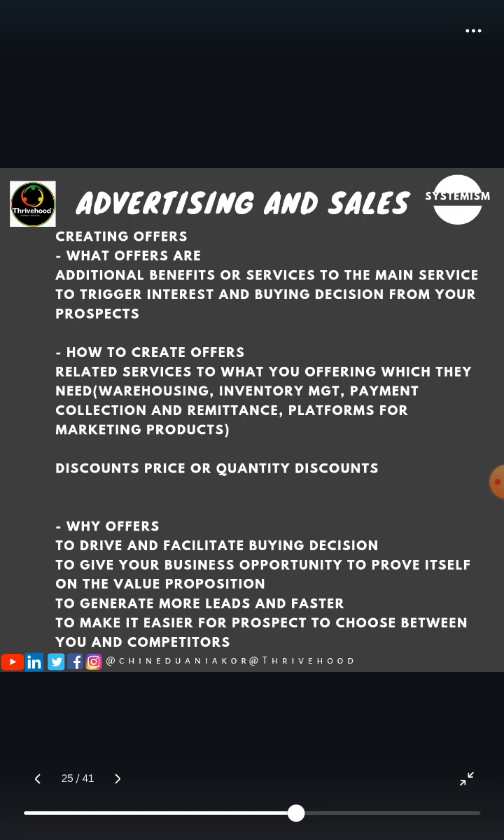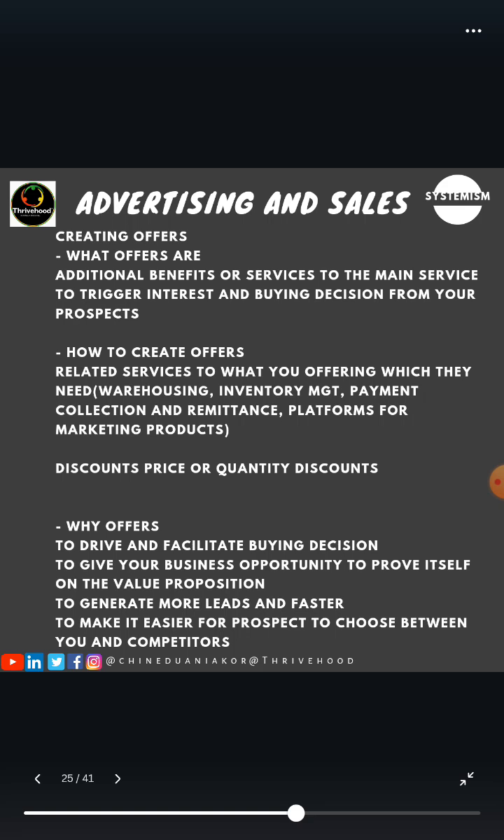Then number two, to give your business the opportunity to prove itself on the value proposition. Like I said, you've already crafted your value proposition: this is what you want to offer them, this is what you can do for them, this is the result that you are promising them that they will get when they give you an opportunity to serve them or provide your service to them. But it's not enough. They have other people telling them the same thing. So you need to know what's the extra thing that you are going to bring, so that it will give you access, bring you in front of them so that they can give you a chance to prove your efficiency, your effectiveness, and your value, and when you prove it, then you can win them as a loyal customer.